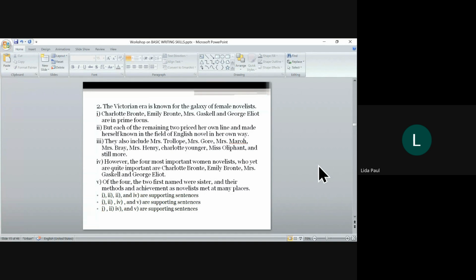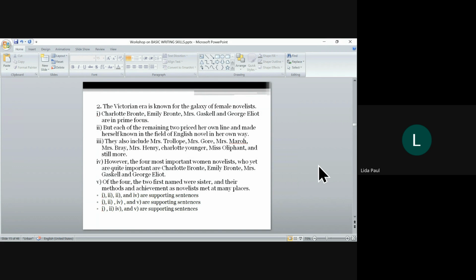a supporting sentence. So what did we talk about? It has to add, elaborate, prove, or explain. So if you find a sentence that does not do any of the four, then probably that sentence is out. Okay? Is there a sentence like that here? So Charlotte Bronte, Emily, all of that, of course, it's one of the important supporting sentences, right? Because it's adding to who are these galaxy of female novelists, right?